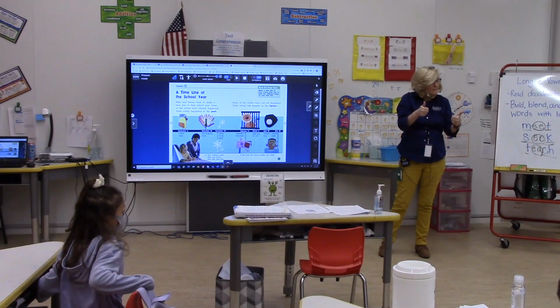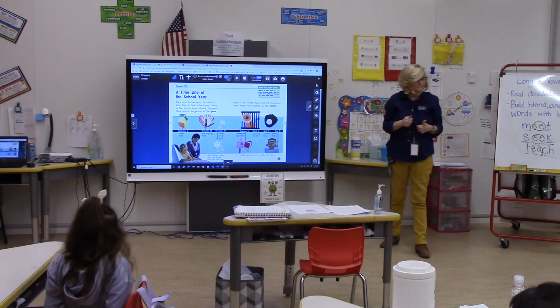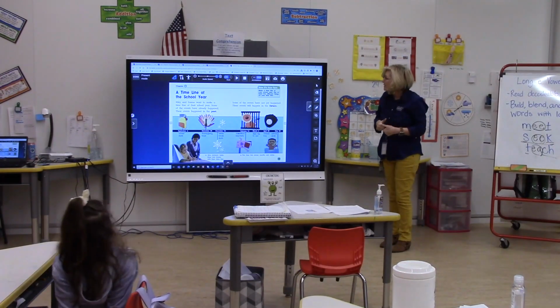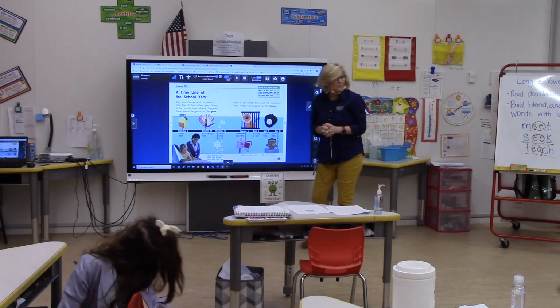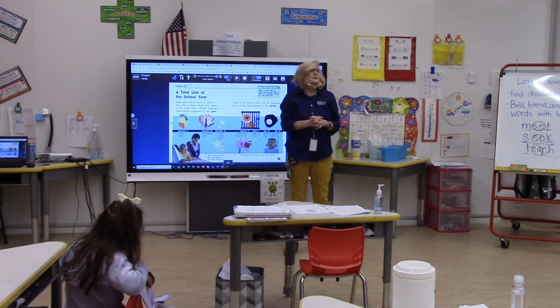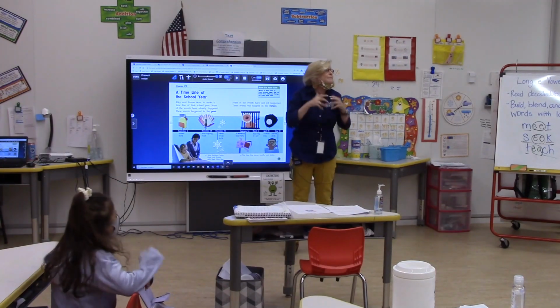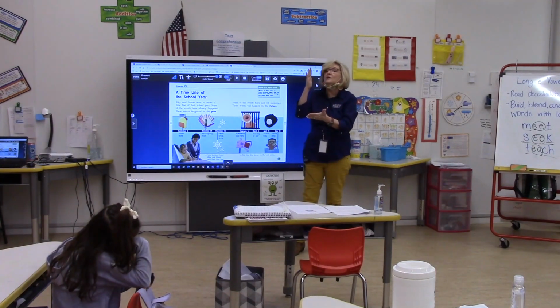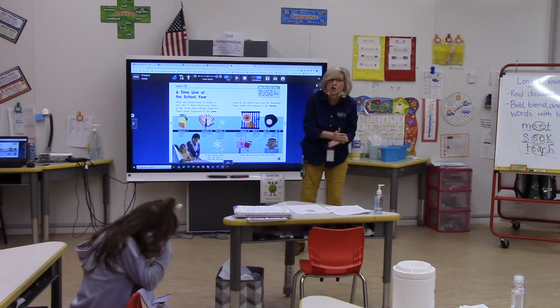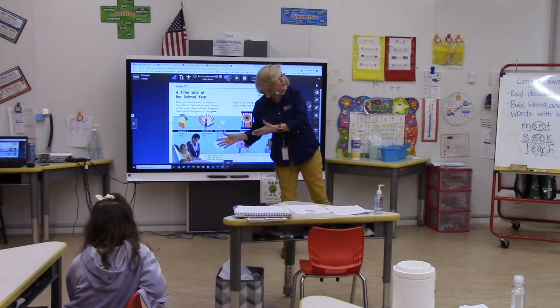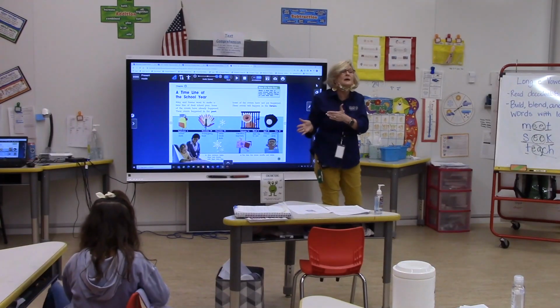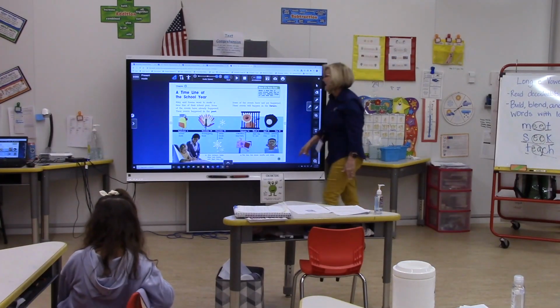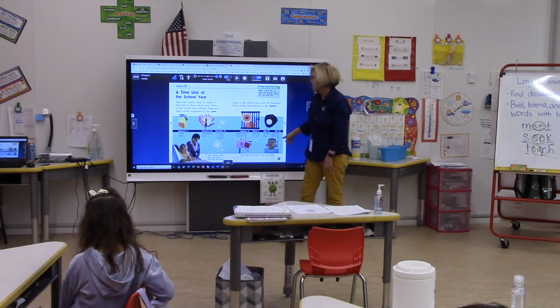There's another way. What is the other way? You could look at the picture, because if you see the backpack, that means school. So it could be both. So you can get your facts from the picture, and you can also get your fact from the timeline, and then the actual timeline itself.